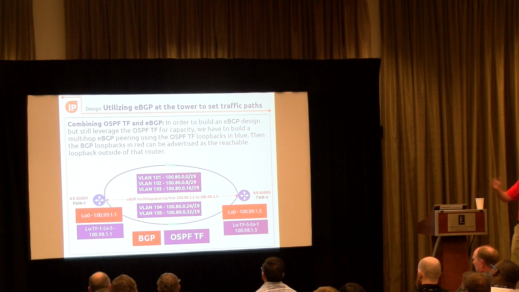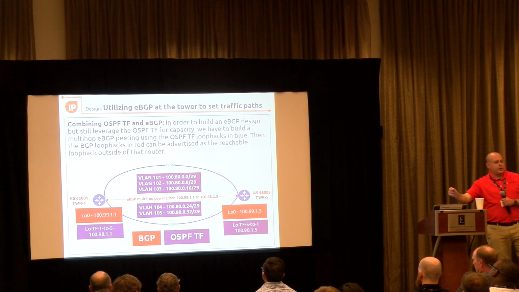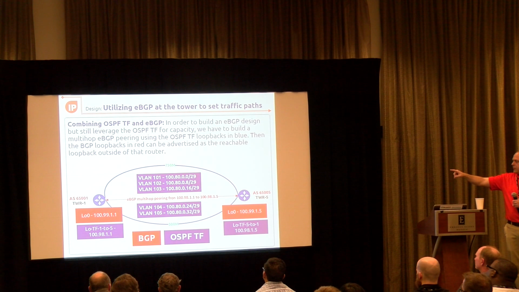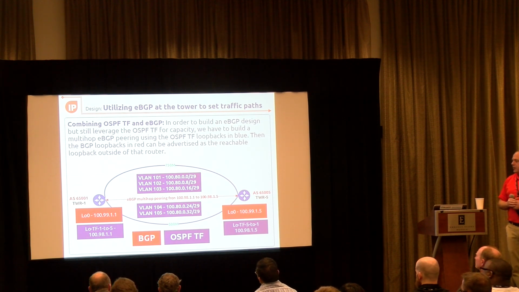eBGP has a function that's supported in MikroTik called multi-hop, so that if the router that you're peering to is not directly connected to you, you can use another routing protocol to advertise the peering address. In this case, we're using OSPF. So everything in blue is related to the OSPF transit fabric. If you see the blue loopbacks, we have our neighbor adjacencies formed on all those VLANs to build our transit fabric and use all that bandwidth.